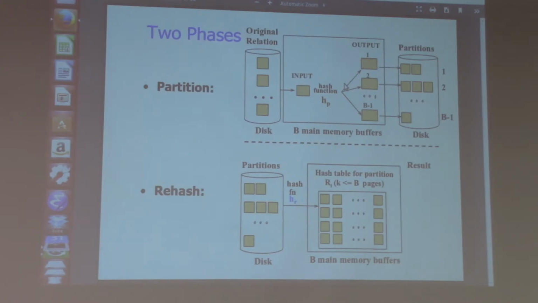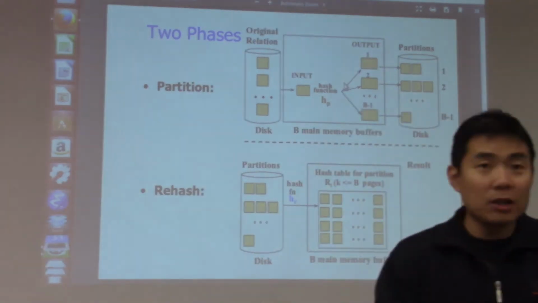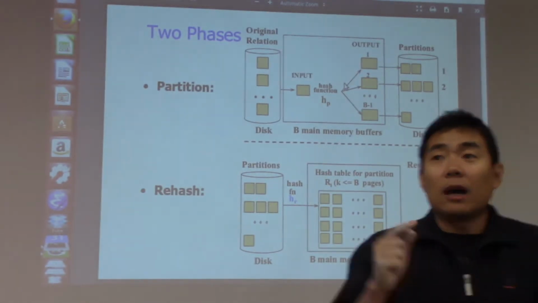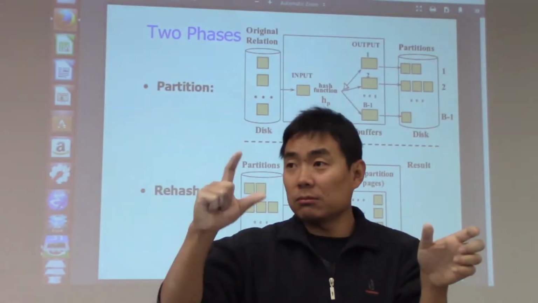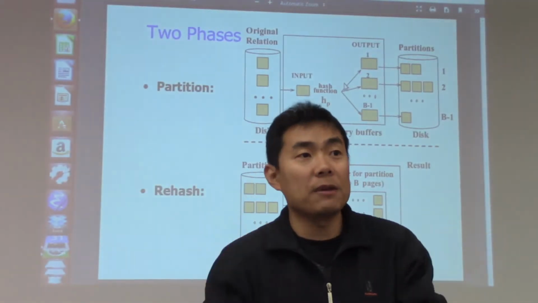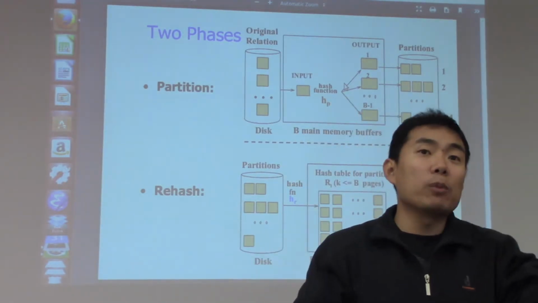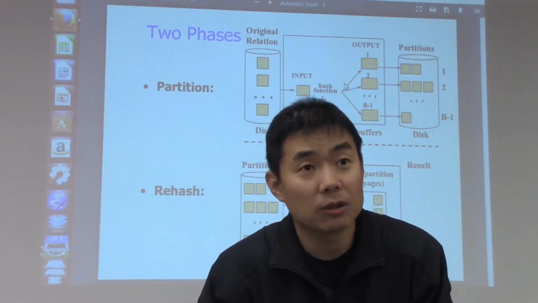So the partition phase is very simple. I use one input buffer and B minus one output buffers. So my total size is B memory pages. I load in a page at a time from disk, then I apply the partition hash function HP. And the output of the partition hash function will be one of the B minus one buckets. Which means an element from the input buffer will end up in one of the B minus one buckets. You follow me? Yes or no?